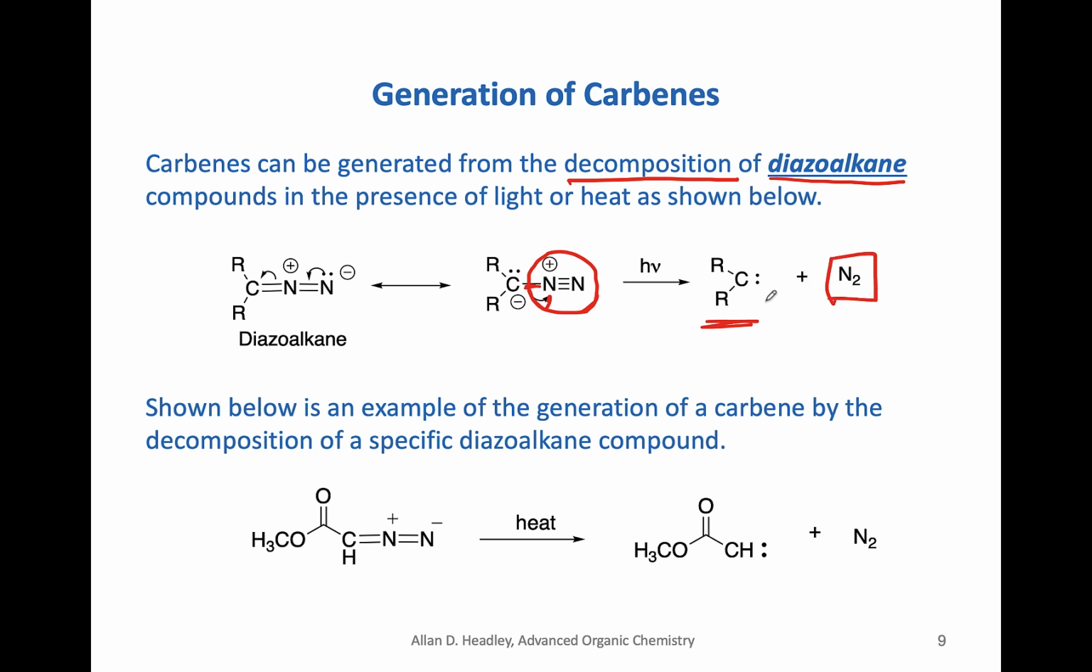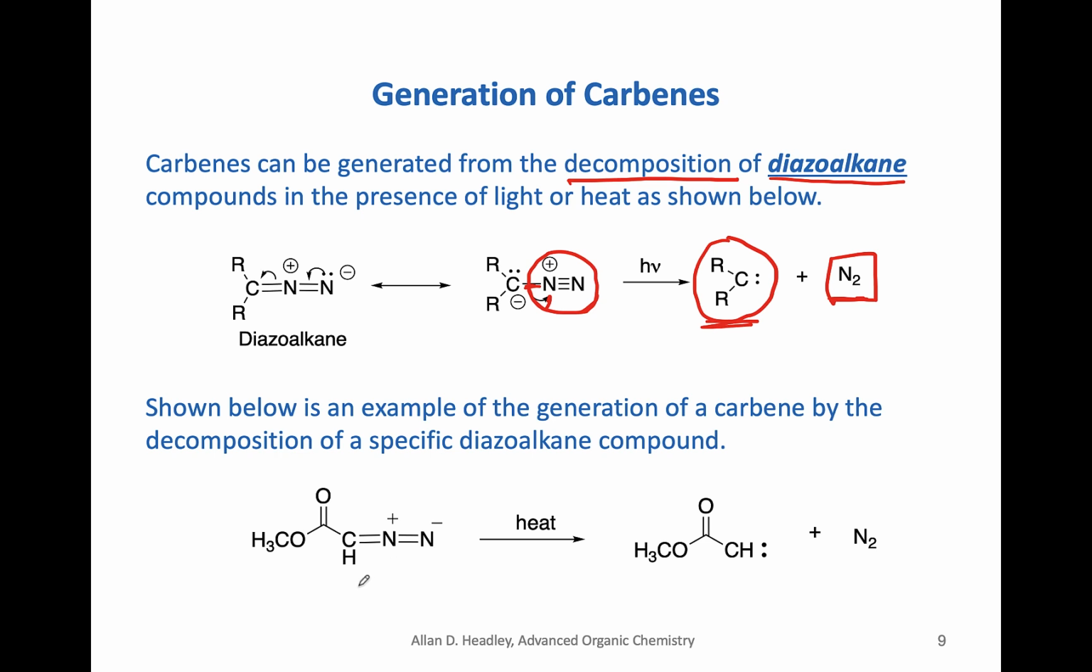Notice again, it's nitrogen gas. So this is a real driving force for this reaction, because any reaction that gives off a gas as a product is entropy favored. And so this is a very favorable reaction because nitrogen gas comes off, and here is our carbene. Here's a more specific example.